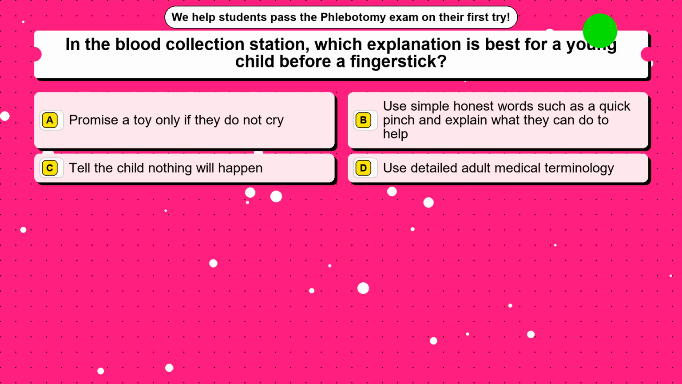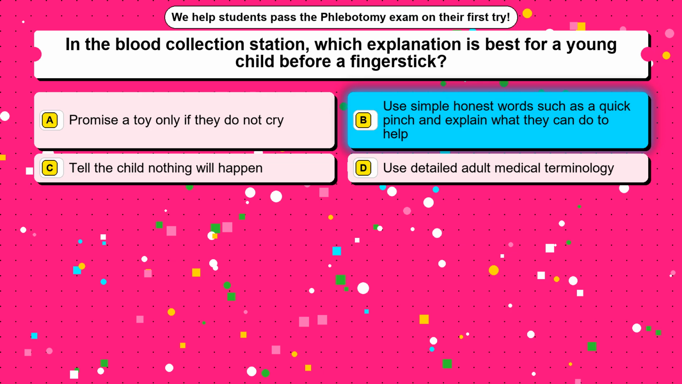Question 87. In the blood collection station, which explanation is best for a young child before a fingerstick? Option A. Promise a toy only if they do not cry. Option B. Use simple honest words such as a quick pinch and explain what they can do to help. Option C. Tell the child nothing will happen. Option D. Use detailed adult medical terminology.